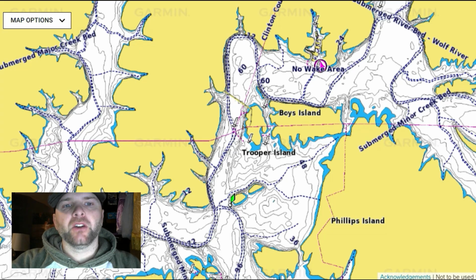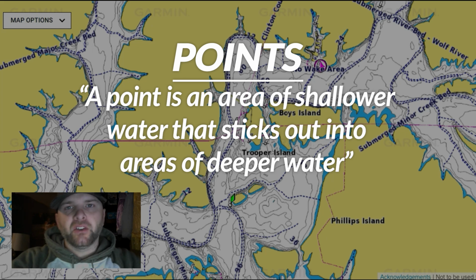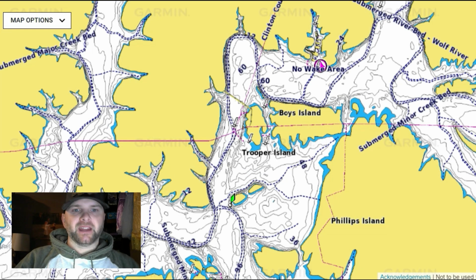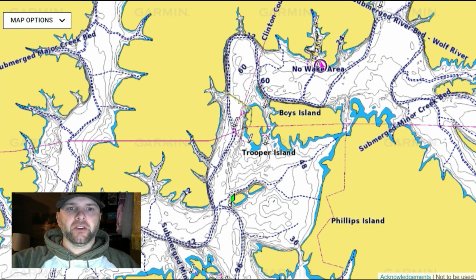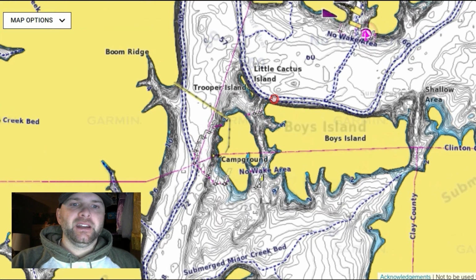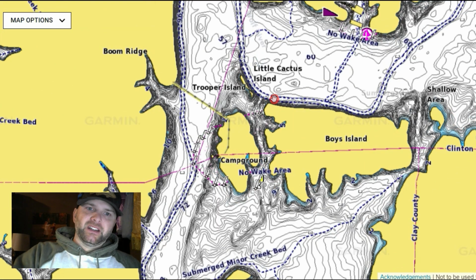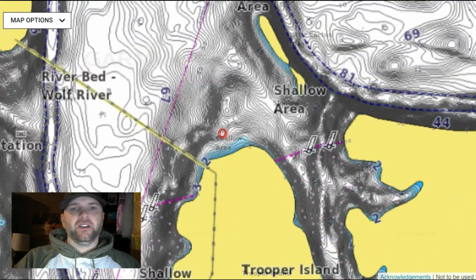So the term we're going to start with is points, and the reason we're starting with points is because they're very easy to locate on a lake map, but they're also easy to locate when you're actually out on your body of water fishing, because you can look at the bank and find areas where shallow water extends into deeper water and visualize that area setting up underwater. So we're going to show you guys what it looks like on a map, but it's basically a shallow water area where it extends into deeper water, and fish will relate to these areas all season long.